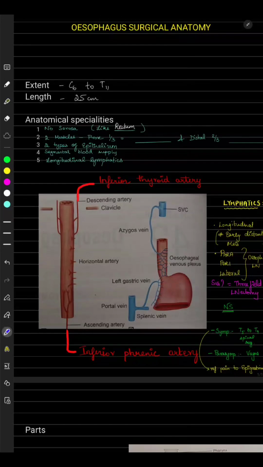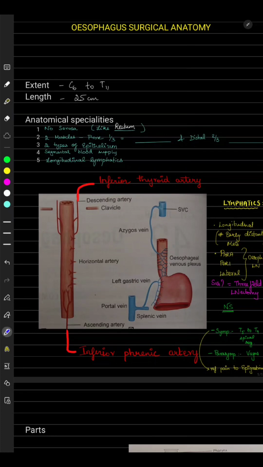Hi, welcome. We'll talk about the surgical anatomy of the esophagus and a few fancy-named diverticula of the upper esophagus. So basically, the esophagus extends from the lower border of the cricoid, which is C6, up to T11, and the approximate length is 25 centimeters, and it has many anatomical specialties which we cannot see in other organs.